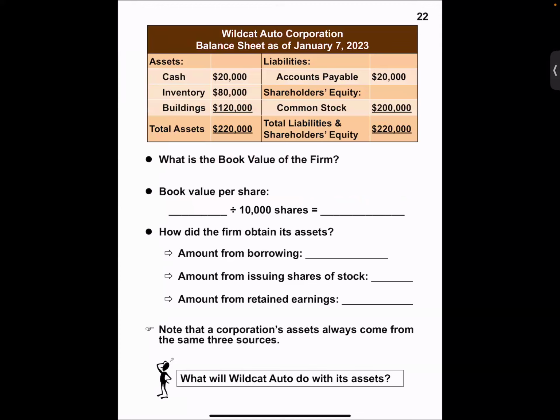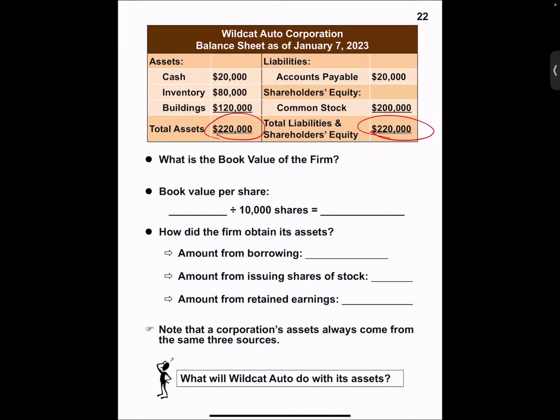All right, so final slide here. Let's answer some questions. So here's the balance sheet as of January 7th, the end of the 4 transactions that we've looked at. Notice we've got our total assets of 220 equals total liabilities and shareholders' equity. So we're good. The balance sheet balances. So the first question: what is the book value of the firm?